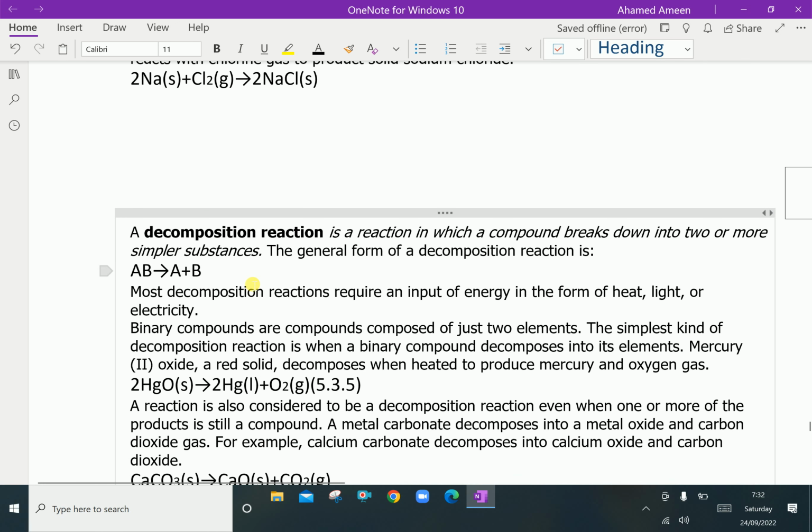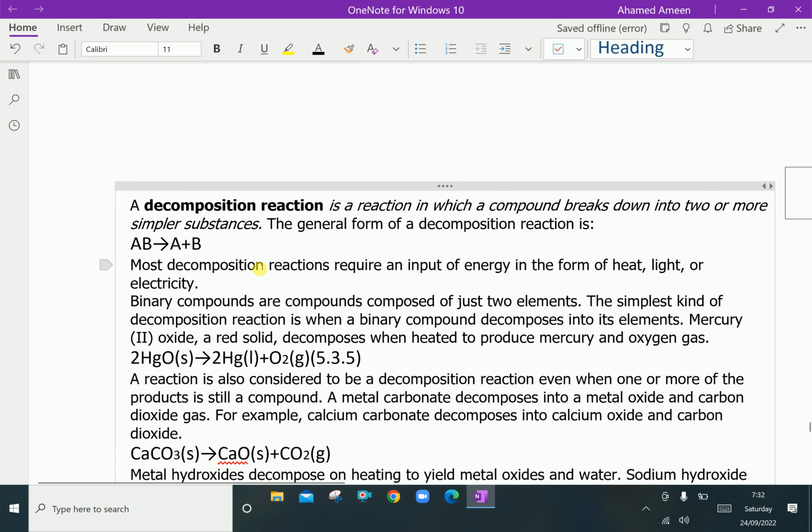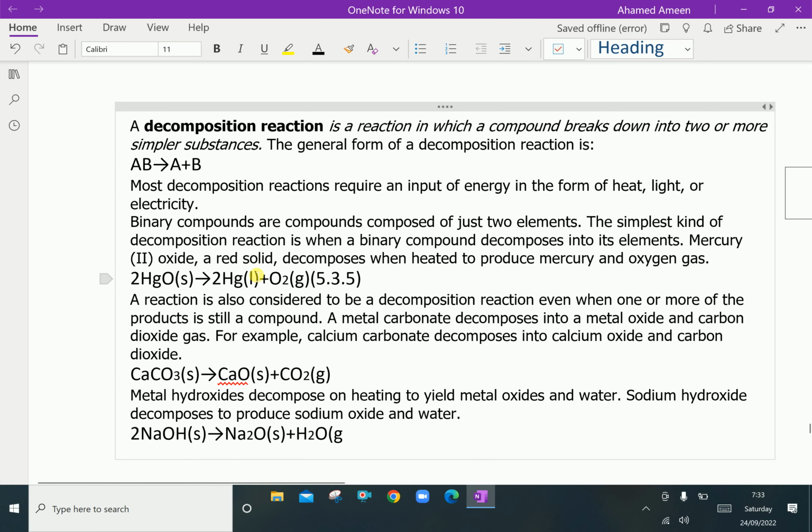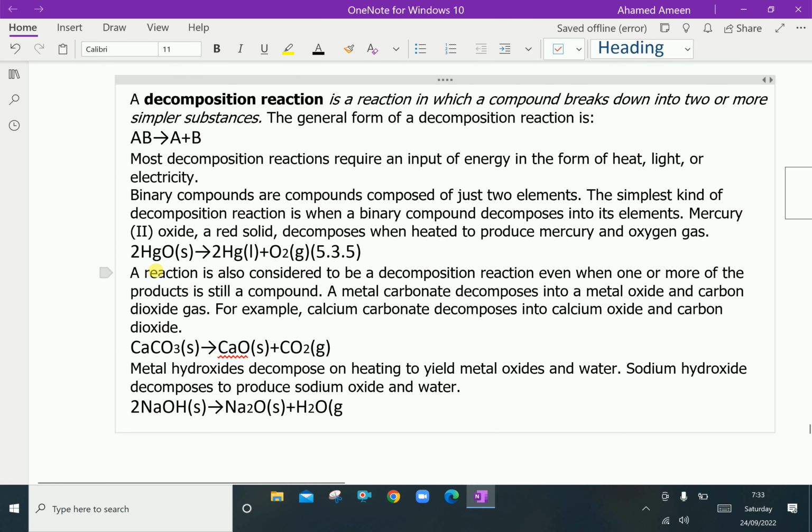Next, decomposition reaction. It is a reaction in which a compound breaks down into two or more simpler substances. The general form of a decomposition reaction is AB gives A plus B. Most decomposition reactions require an input of energy. We have to give energy such as heat or pressure to break the substance into two products. That external energy may be heat, light, or electricity. For example, 2HgO gives 2Hg plus O2.